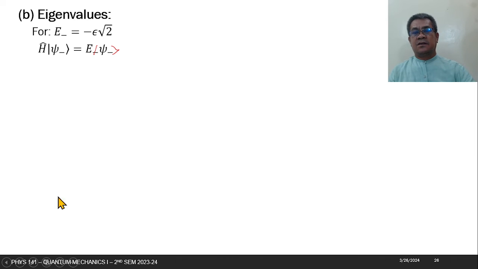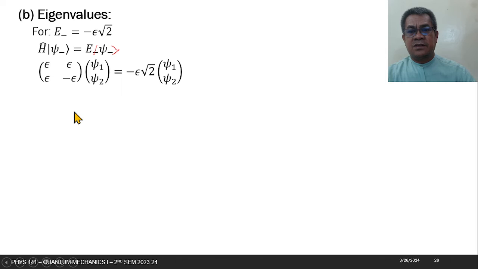Okay. So then substitute the value of this energy here, and take note that this psi using negative, we have psi 1 and psi 2. Then our task is to solve for this eigenvector. So kindly change this to, this is now letter C, using eigenfunctions. We are to solve for the eigenfunctions.